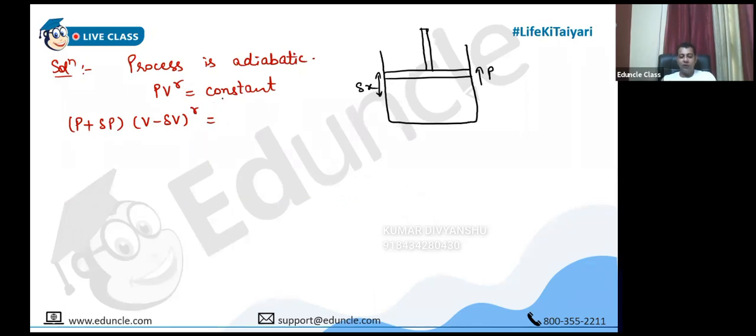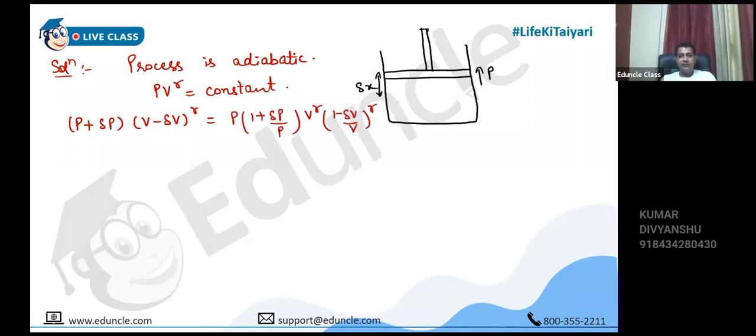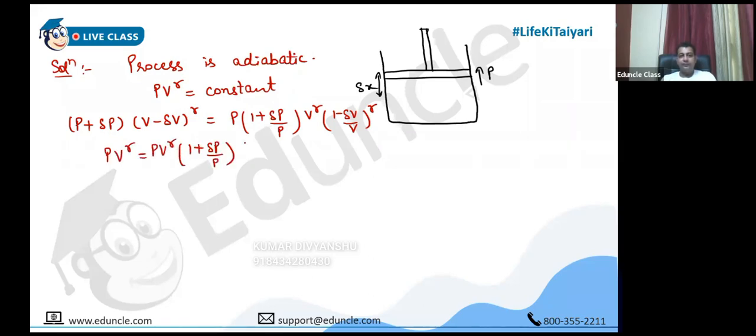This will be the new pressure and new volume. If I take pressure common and V power gamma common, this is the new one and this is the old one. But these two should be equal. If PV gamma is constant, then the old product should be equal to the new product. Isn't it? Please check.